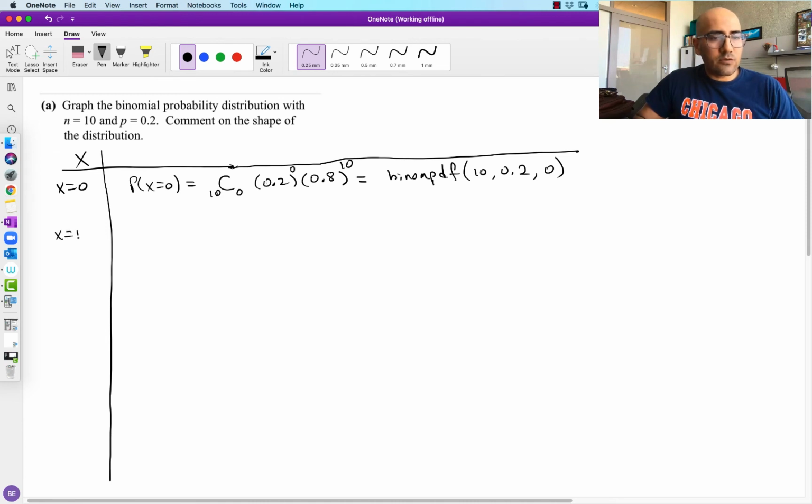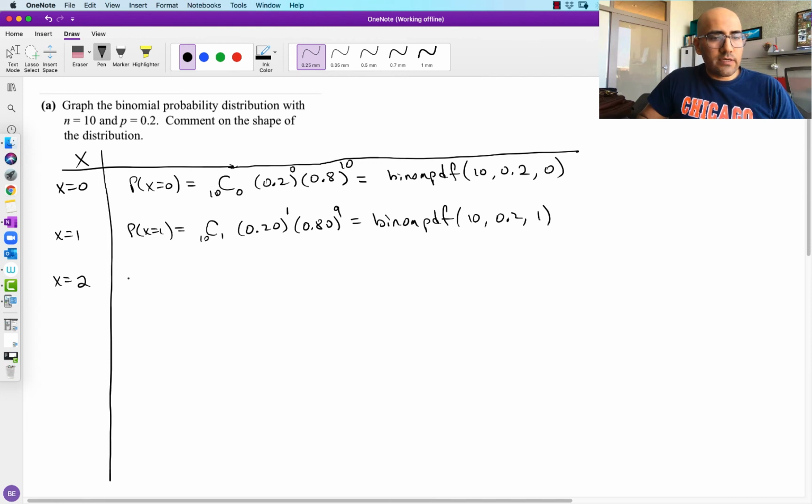Then x equals 1 is the next one. So what's the probability that x equals 1? Well, that's going to be 10 choose 1, 0.20 to the power of 1, 1 success, 0.80 to the power of 9, 9 failures, which is going to be the same thing as binomPDF of 10, 0.2, 1. Good. Okay, so let's do a couple more.